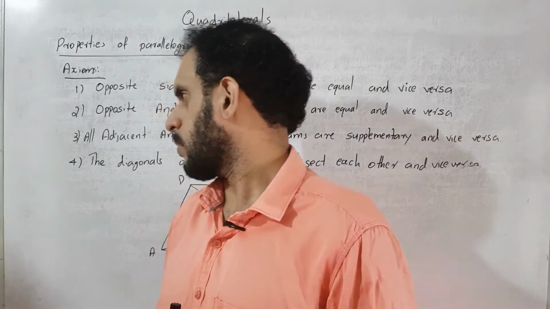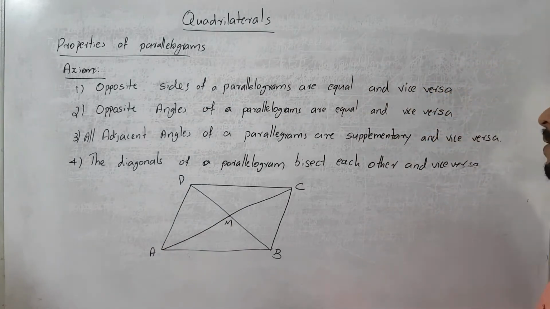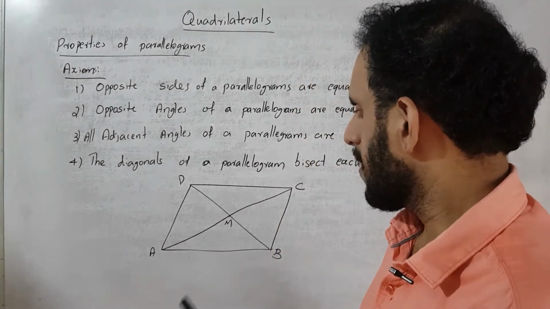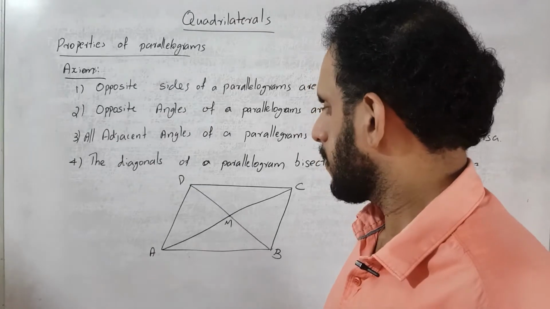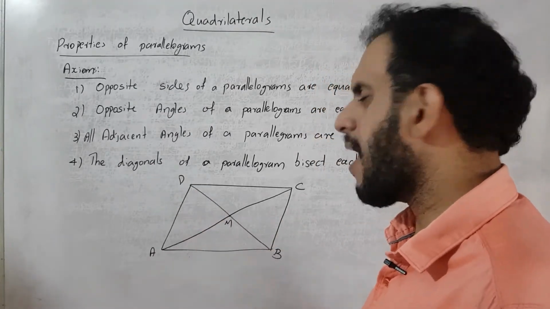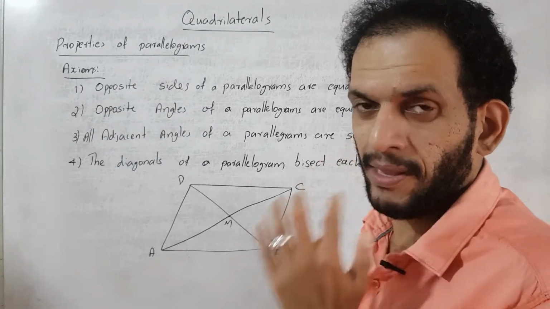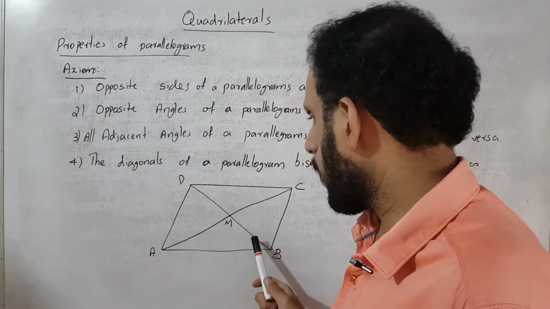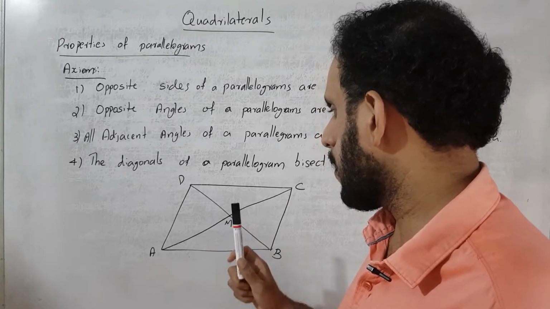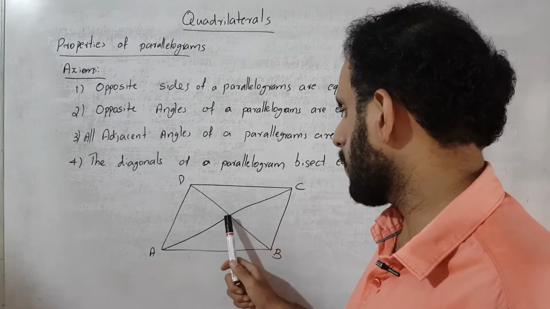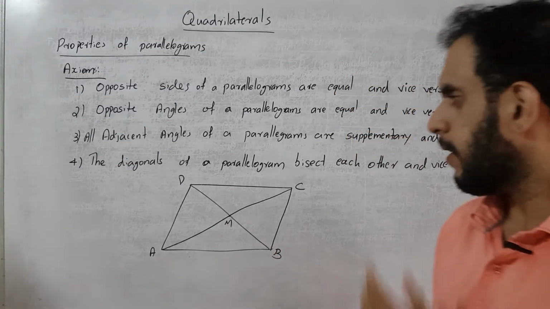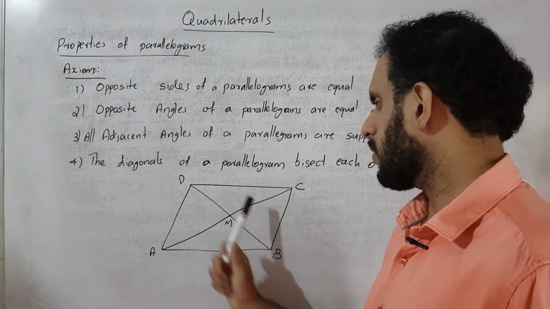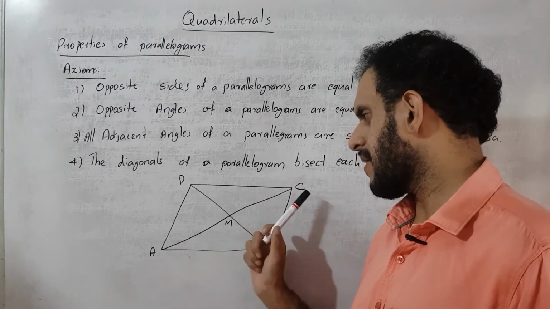Okay, so the next one, what is the next one? The diagonals of a parallelogram bisect each other. We already know what we mean by bisect each other. Bisect each other means they are dividing equally. Correct. That means here the diagonals AC and DB bisect each other. Bisect means divide equally. Bisect each other means the meeting point of both diagonals, that means M, is the midpoint of AC and M is the midpoint of DB. Diagonals bisect each other means the meeting point of both diagonals is the midpoint of diagonals AC and DB.